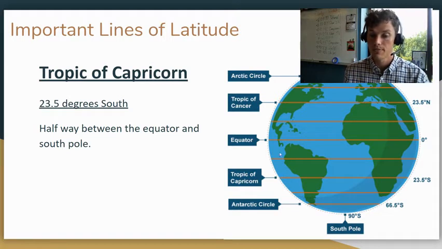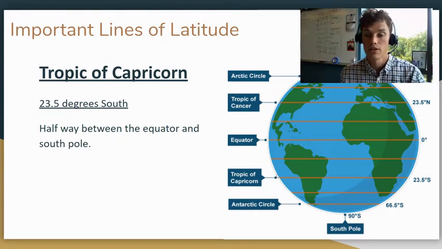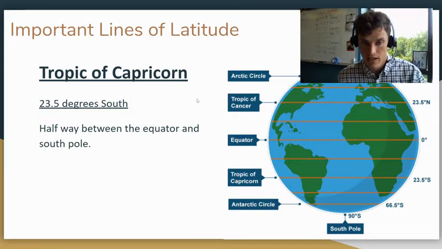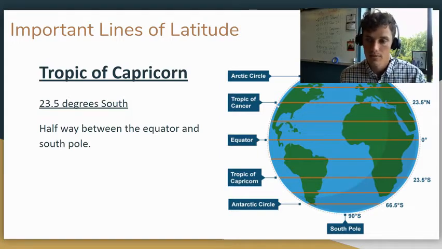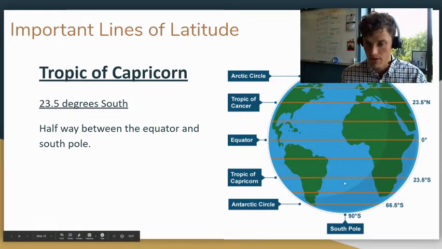Just know that between the Tropic of Cancer and the Tropic of Capricorn, you get the tropics. When they talk about the tropics, it is this area right here. It is halfway between the equator and the South Pole. Equator, South Pole, Tropic of Cancer.